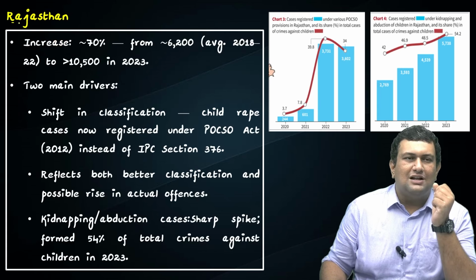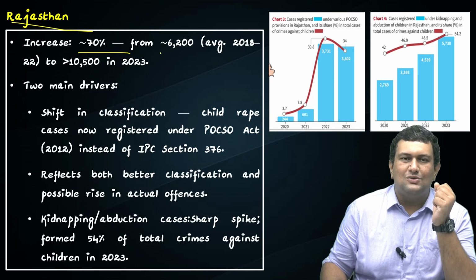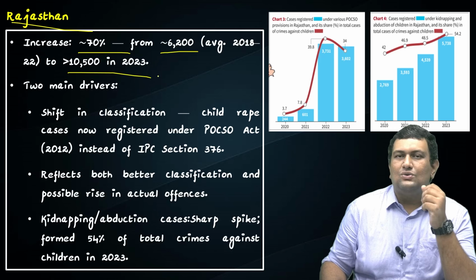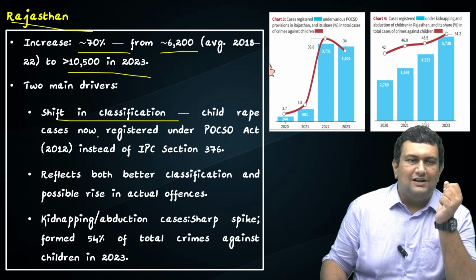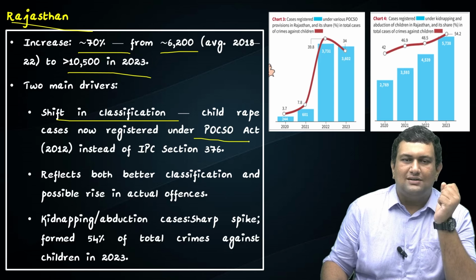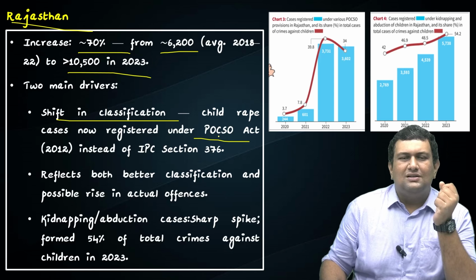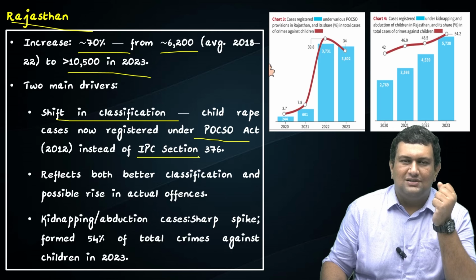Now we will see about Rajasthan. There has been an increase of about 70%. Earlier it used to be around 6,200 cases. Now it's greater than 10,500 cases. There are two main drivers. The first one is the shift in classification. Child rape cases are now registered under the POCSO Act, that is, the Protection of Children from Sexual Offences Act, instead of the IPC sections. So this reflects both better classification and also may be a possible reason for a rise in actual offences.